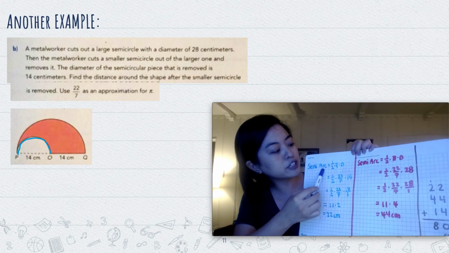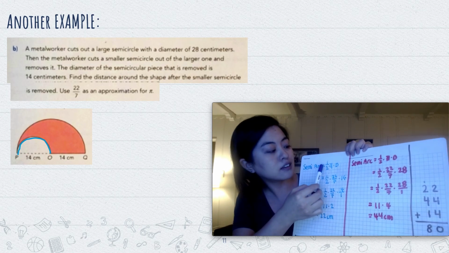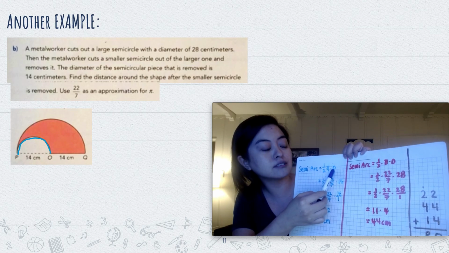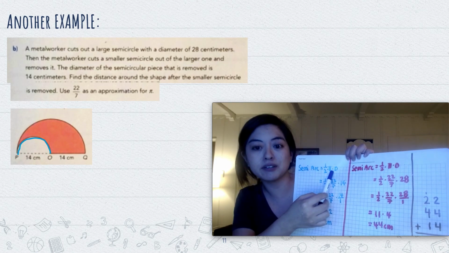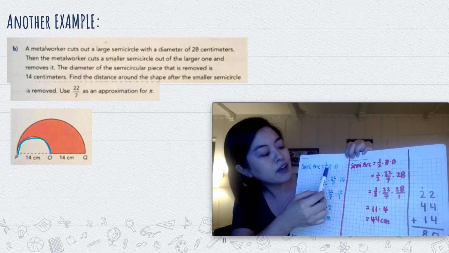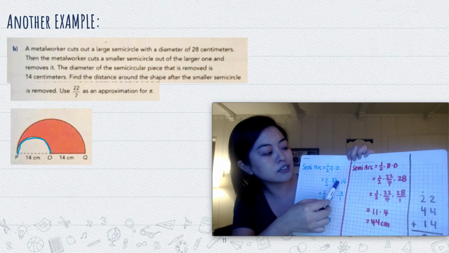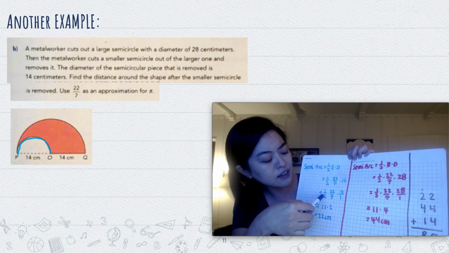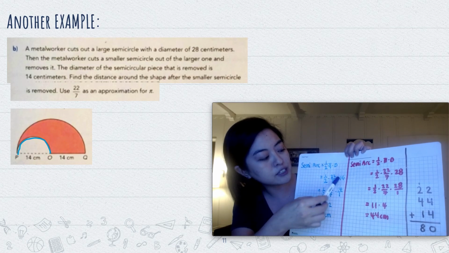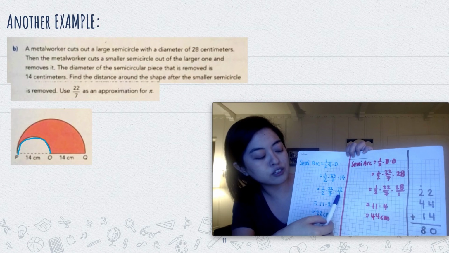So the semicircular arc is 1/2 times pi times d, because it's half of the circumference of a circle, right? Because it's a semicircular arc, so I'm doing half of pi times d. And so for pi, we're going to input 22/7 times 14, and I'm going to change 14 to 14 over 1. Okay, you see that? 14 over 1.